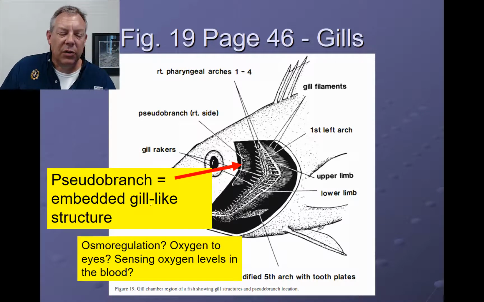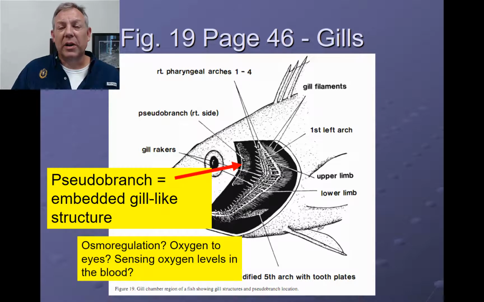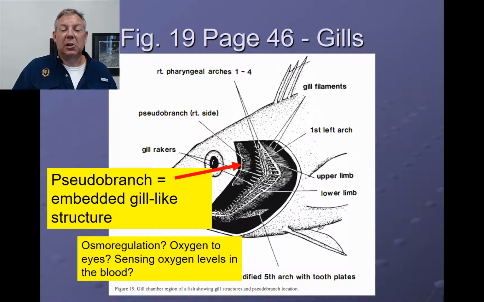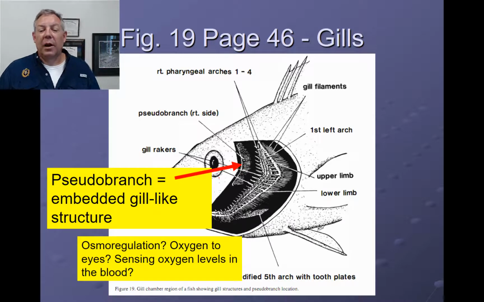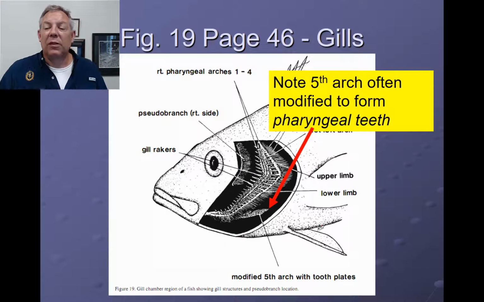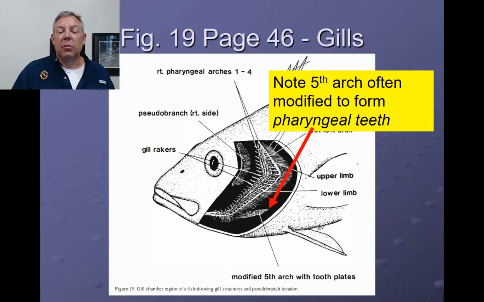I'm not sure. I've read several different things. Like they're important for osmoregulation. They're important for getting oxygen or maintaining intraocular pressure, blood pressure, and you can see that they're associated closely with the eyes. I've read where they might be used to sense oxygen levels in the blood, and so this is how the fish senses whether or not it needs more oxygen. They're somewhat similar to gills, but they're not gills, and not all fish have them. And again, I mentioned the fifth arch often is modified to form pharyngeal teeth or throat teeth, and I'll show you some examples in a second.